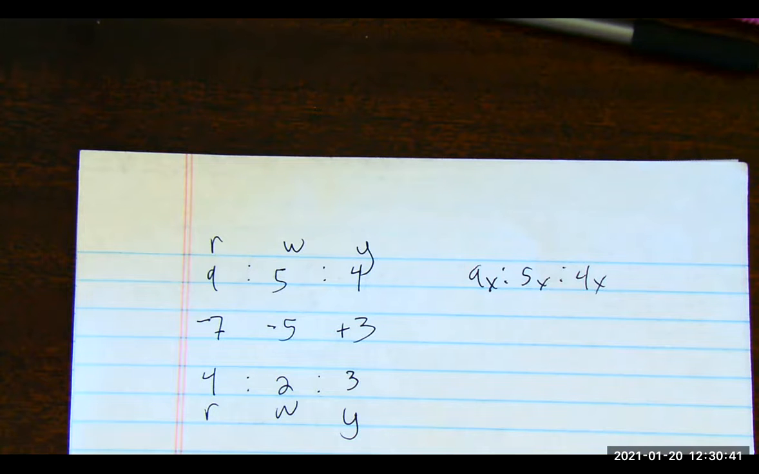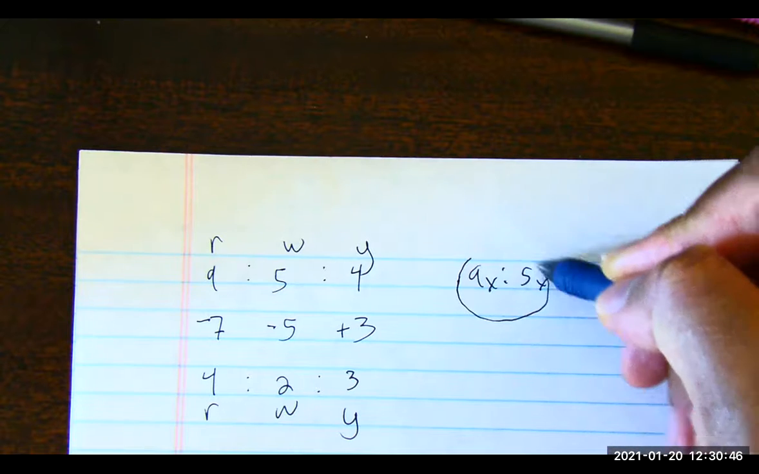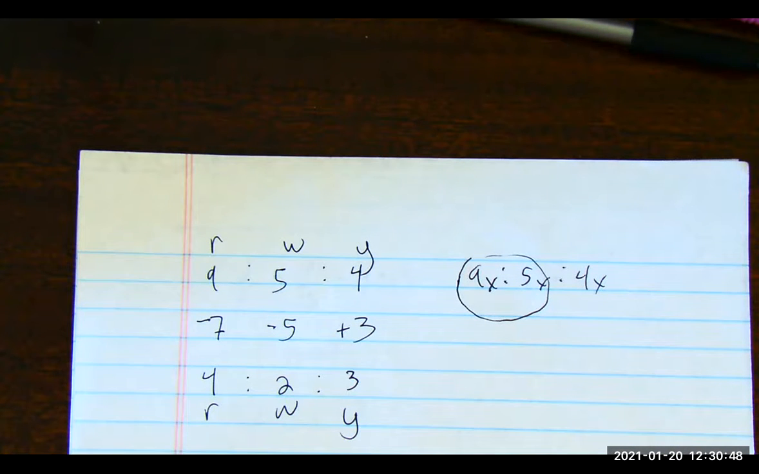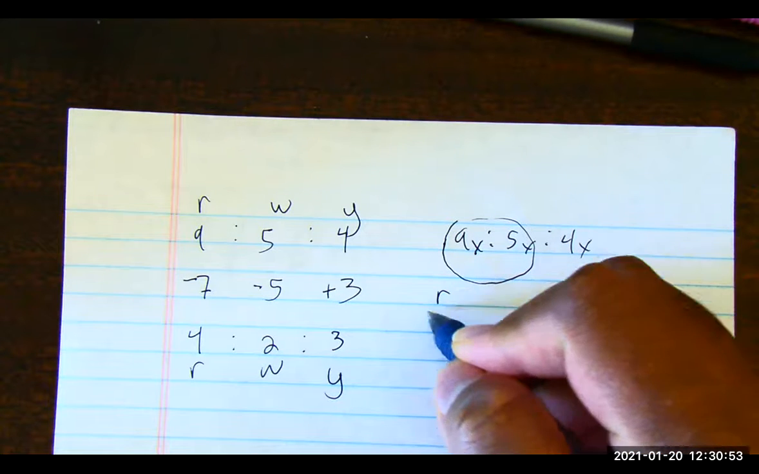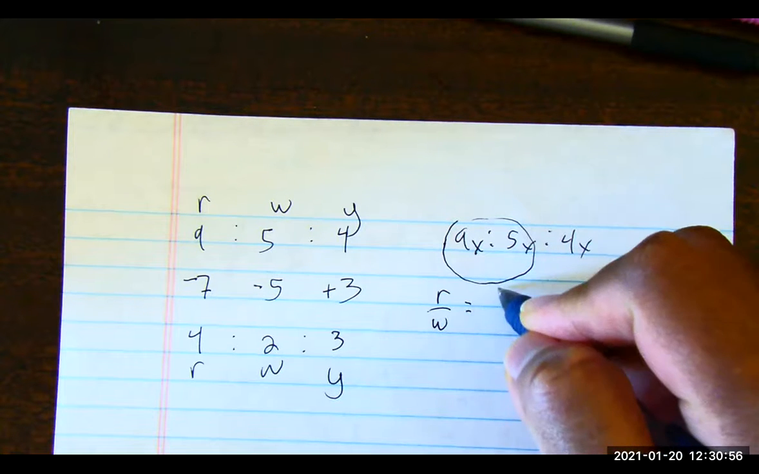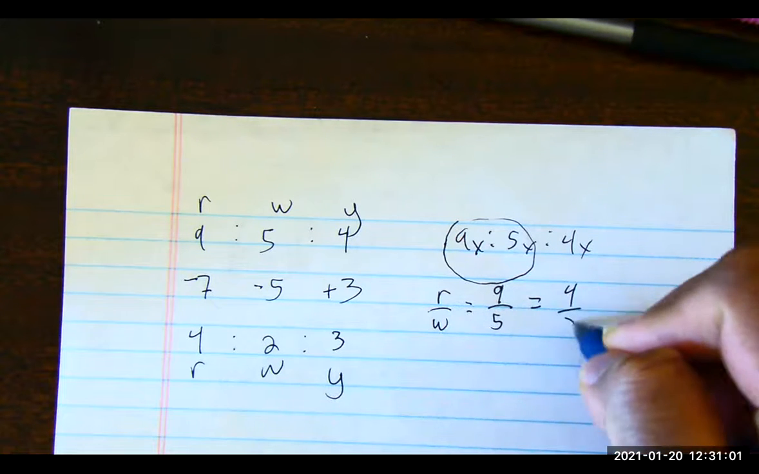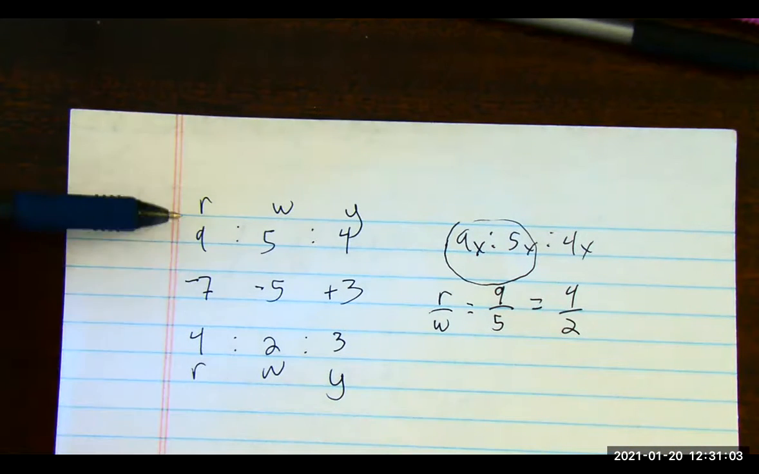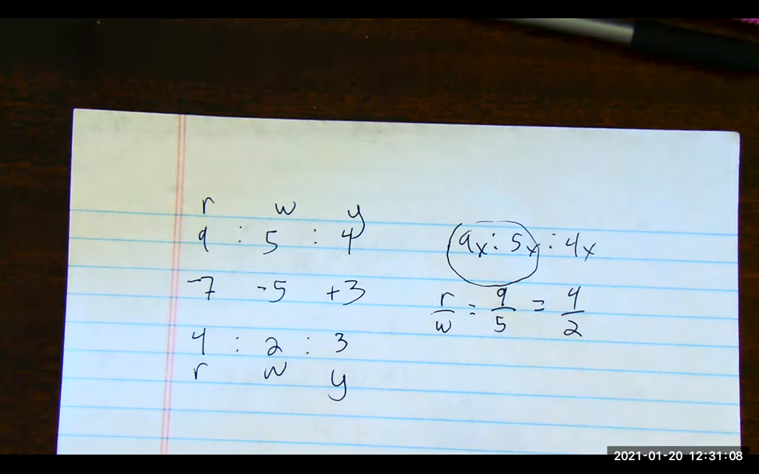So looking at this hidden multiple, I'm just going to focus on the reds and the whites. I'm going to focus on the 9x and the 5x situation. And I'm going to set this up where red to whites equals 9 to 5 equals the new ratio 4 to 2. So again, red to white ratio 9 to 5 now equals 4 to 2. So we want to figure out what can we do to turn the 9 to 5 ratio into a 4 to 2 ratio. With that, we subtracted 7 and 5.